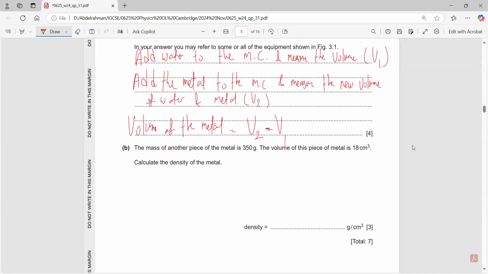The mass of another piece of metal is 350 grams. The volume of this piece of metal is 18 centimeters cubed. Find the density. So density equals mass over volume, 350 over 18. 350 divided by 18 is around 19 grams per centimeter cubed. 19 grams per centimeter cubed.